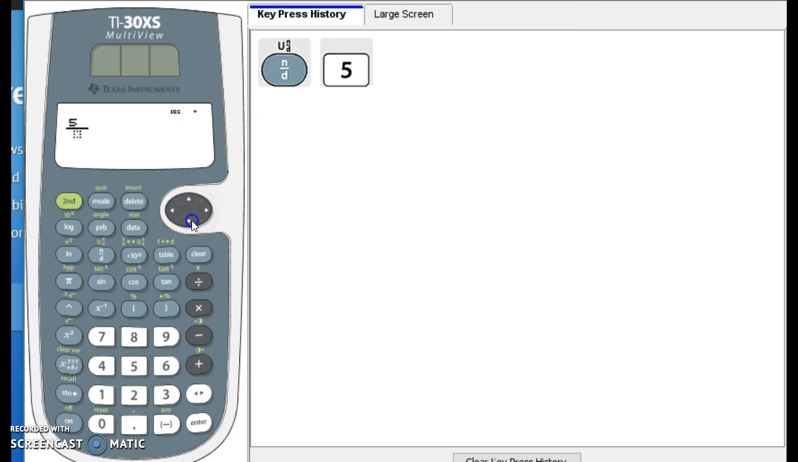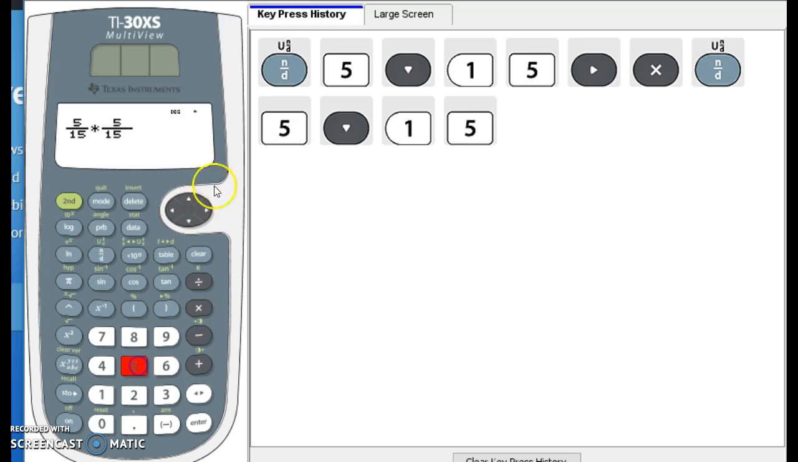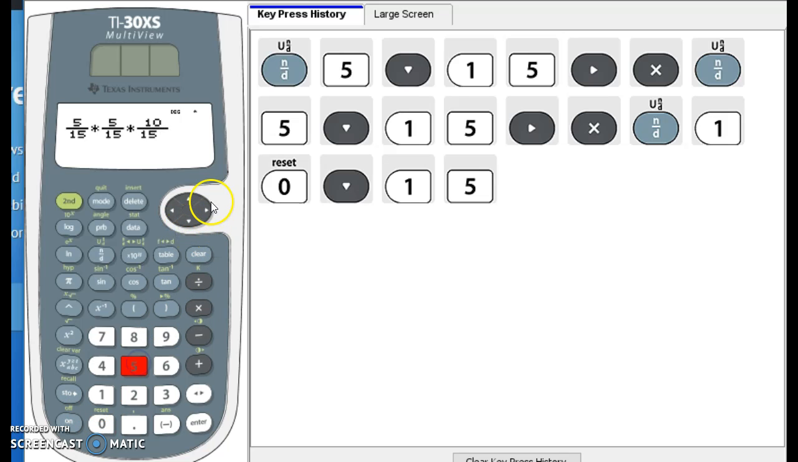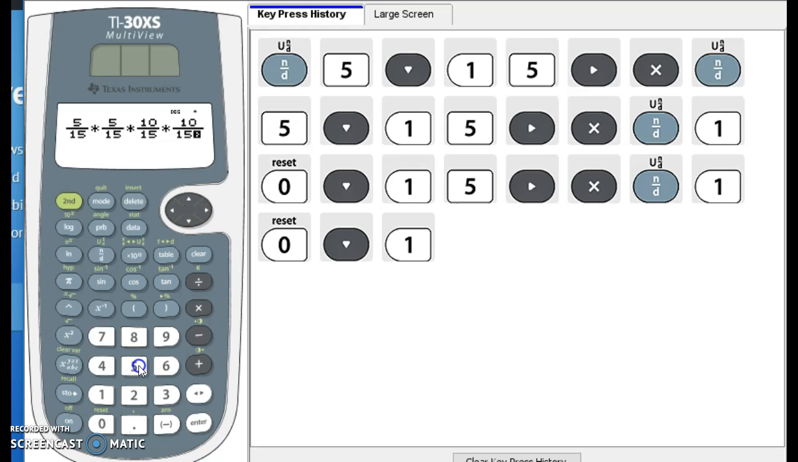So I'm going to do 5 over 15 times 5 over 15 times 10 over 15. And if you have a calculator that doesn't have a fraction button, you could just multiply the top all the way across and then multiply the bottom all the way across, and then you could divide them. I'll show you that as well. So I get 8 out of 41.